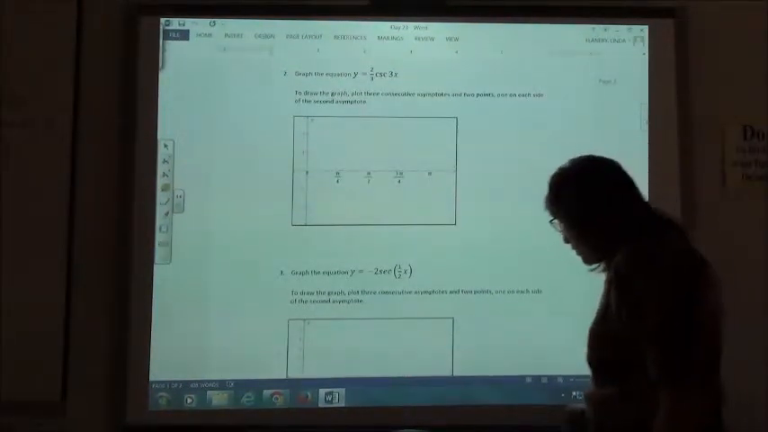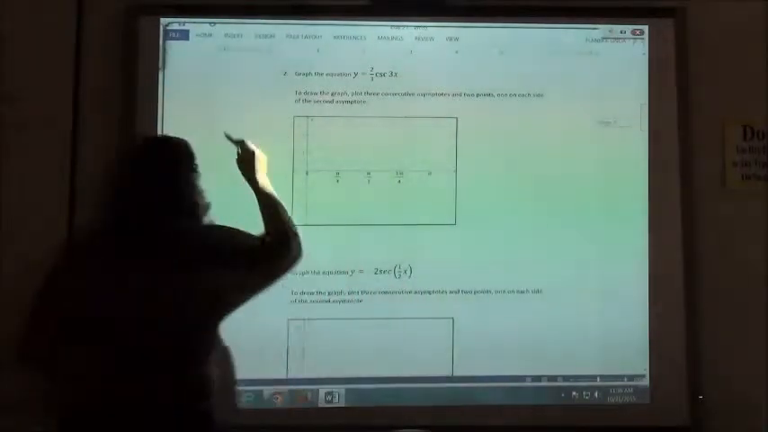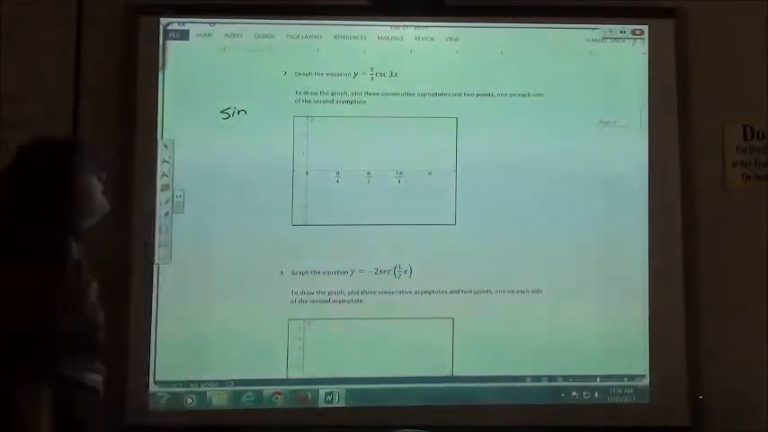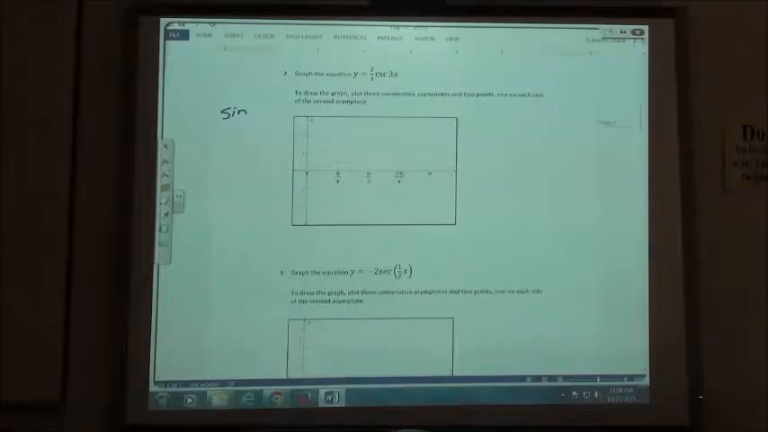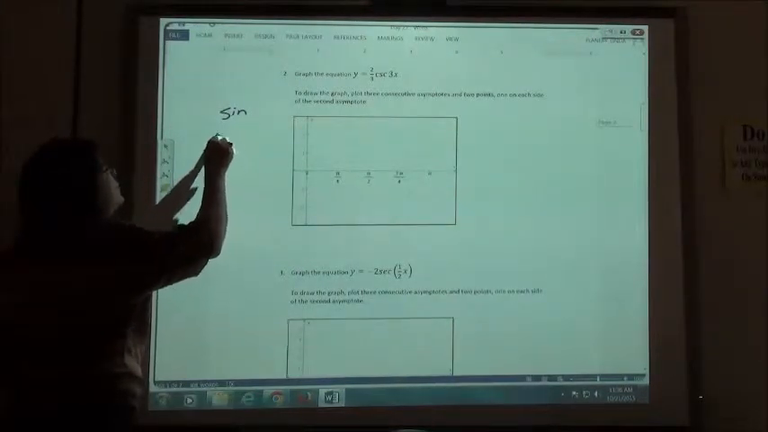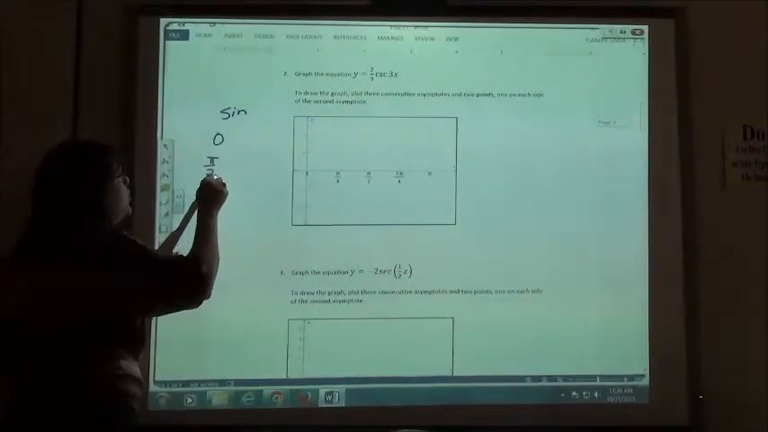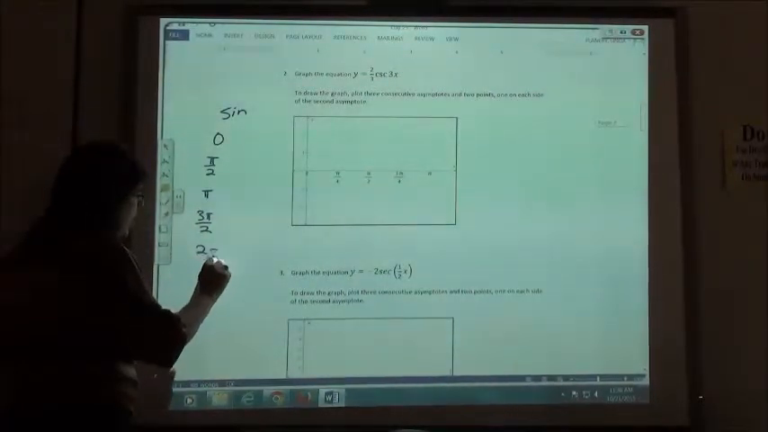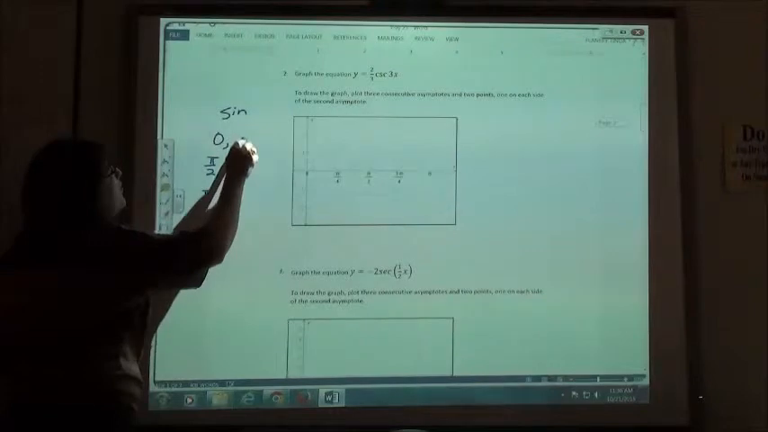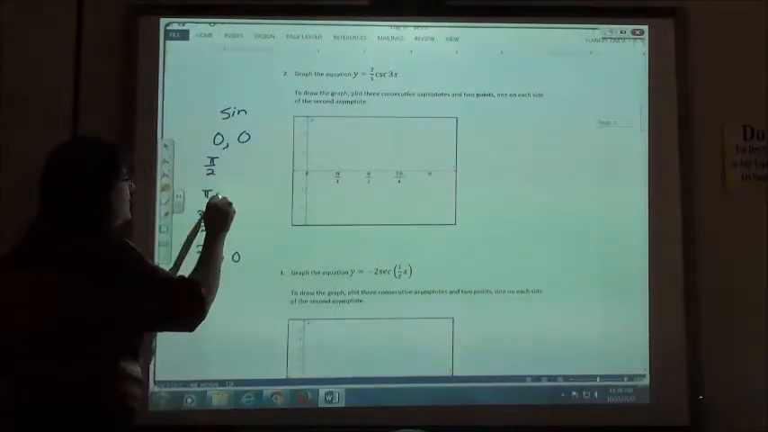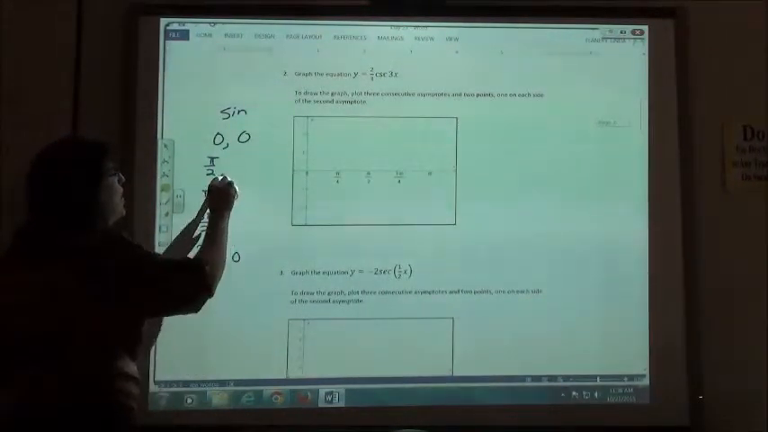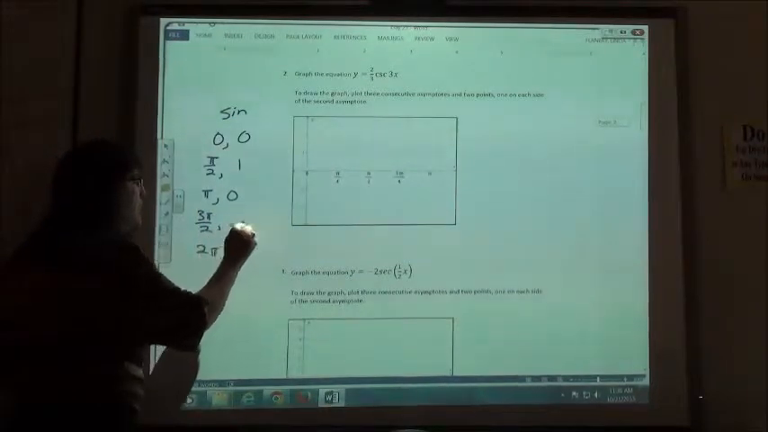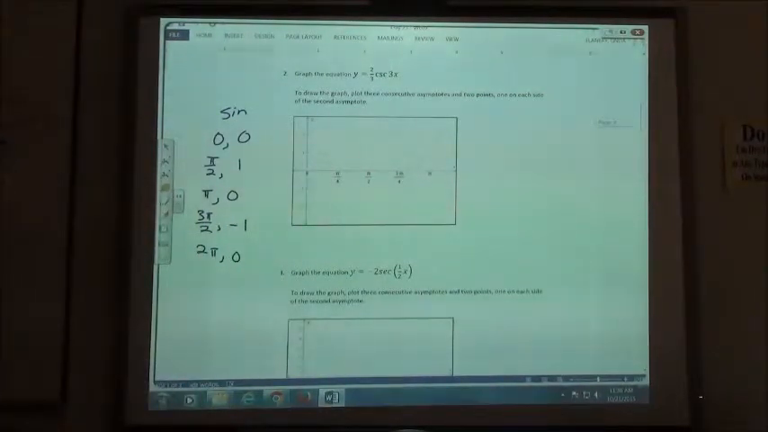So number 2, we're going to do the cosecant. The cosecant is the inverse of the sine, so you want to think about your normal starting values for the sine curve. So again, 0, pi over 2, pi, 3 pi over 2, and 2 pi. Normally the sine curve starts at 0, ends at 0, the middle is at 0, and normally it goes up first and down second. So we have those values in there for our normal sine curve.